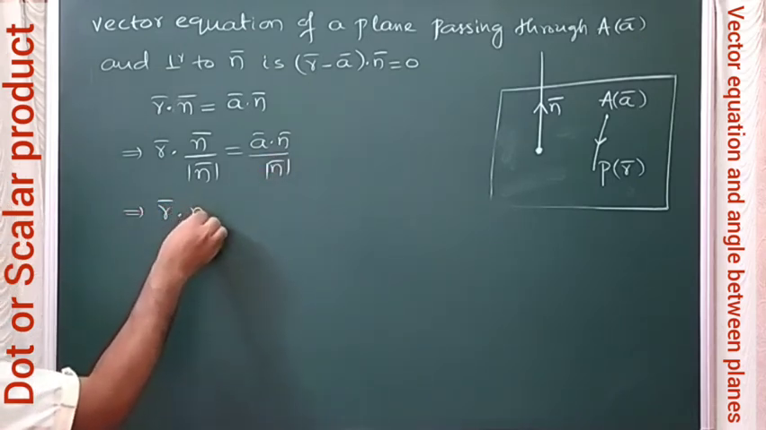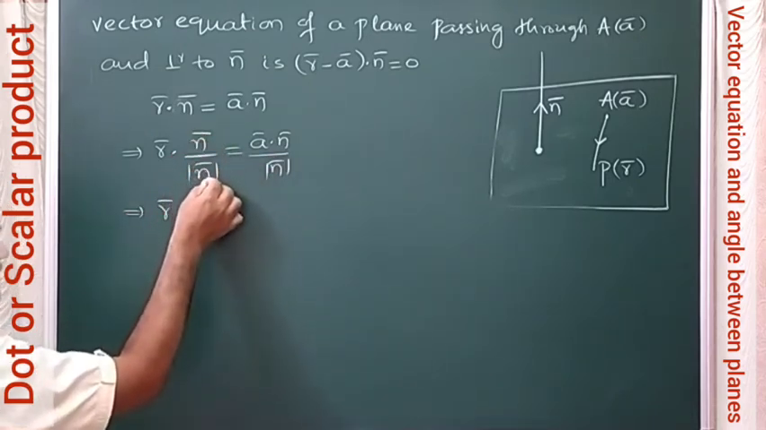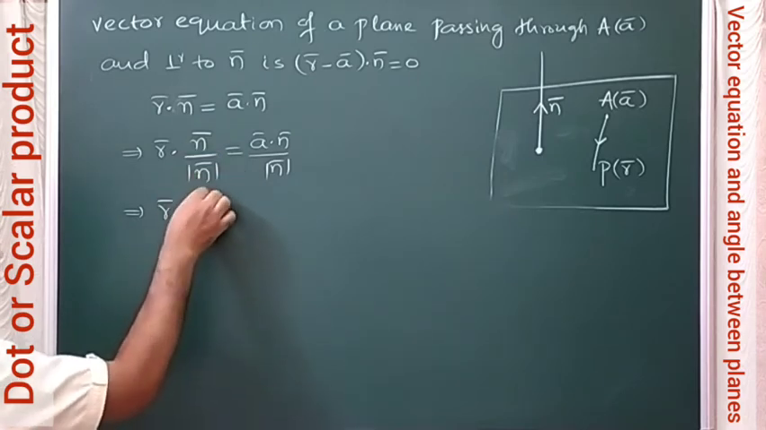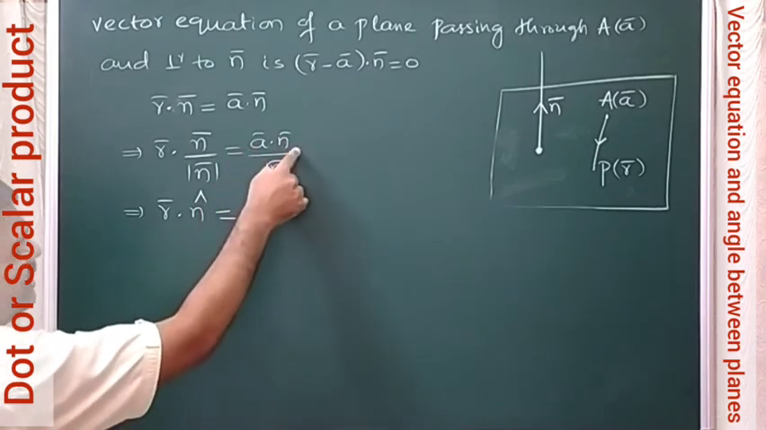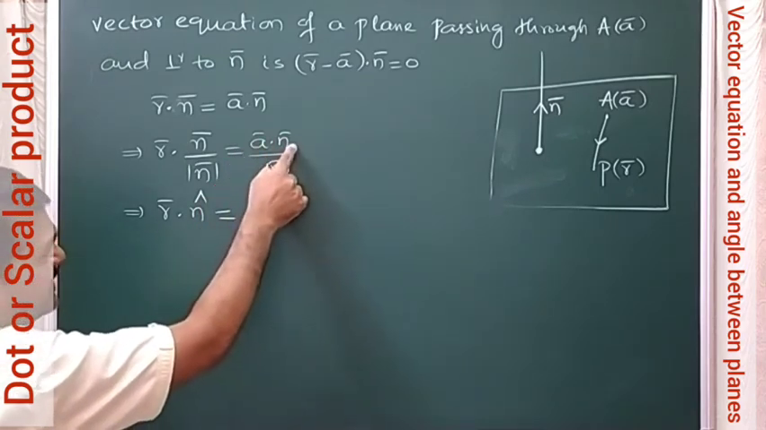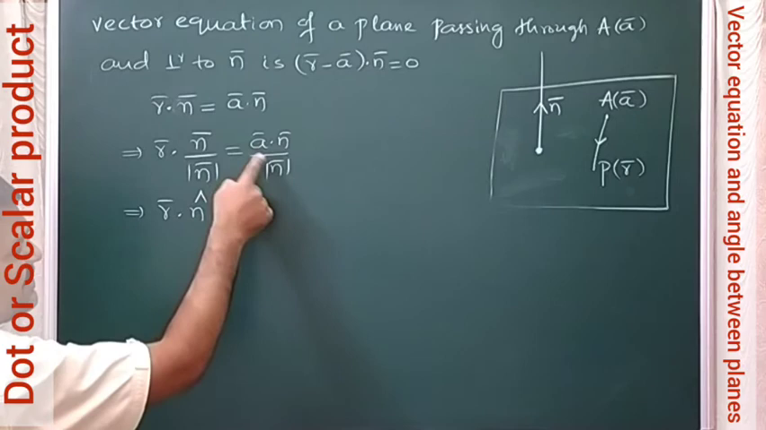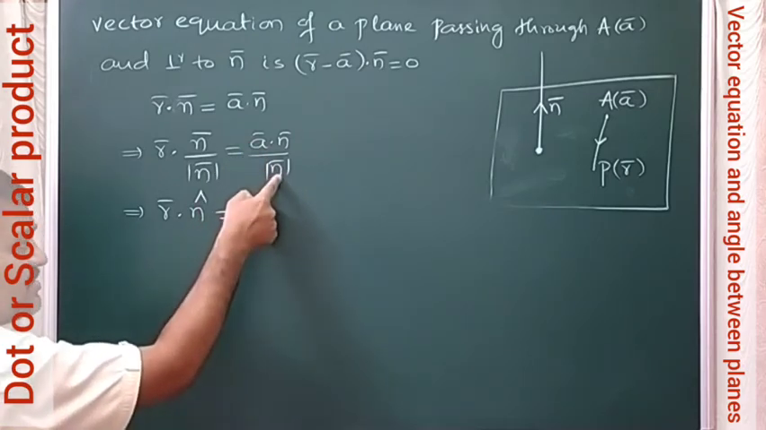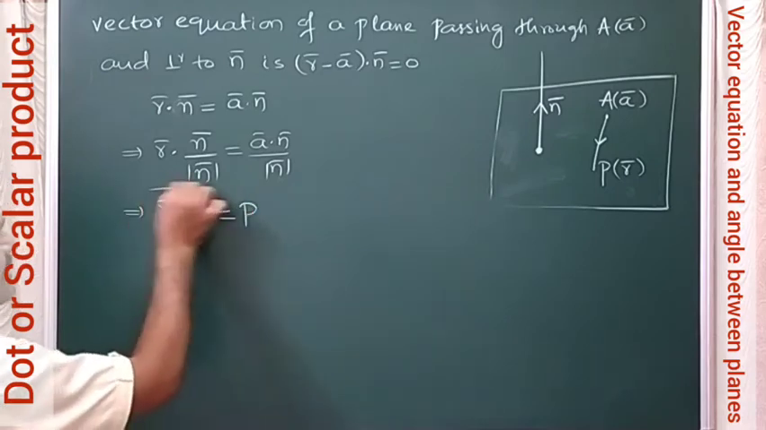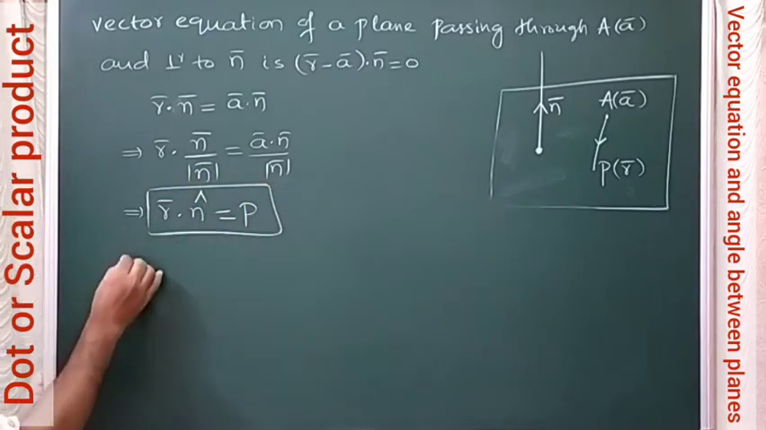So r bar dot n bar by modulus of n bar is a unit vector. So I am writing it as n cap. This complete RHS is constant only. a dot n is constant. The modulus of n bar is the length or magnitude of n bar. This is also constant. So I am writing it as p. This is the normal form.